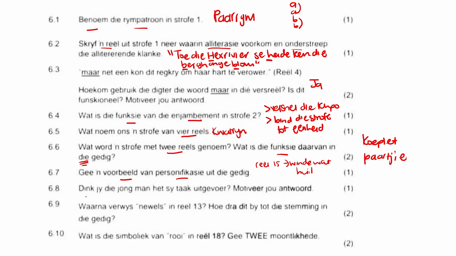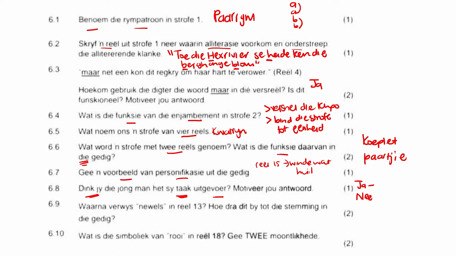Dink jy die jong man het sy taak uitgevoer? So they want your opinion. Do you think the young man's taak is task? Did he complete? Uitgevoer is to complete. Did he complete his task? And you got to motivate your answers. You got to say yes or no, and then motivate. So you can say yes or you can say no, but you just have to motivate nicely. So a yes answer could have been, he actually did get the flower. Or you could have said, nee, he got the flower, but he didn't give it to her. So he didn't actually carry out his task completely. So anything would get you the mark.